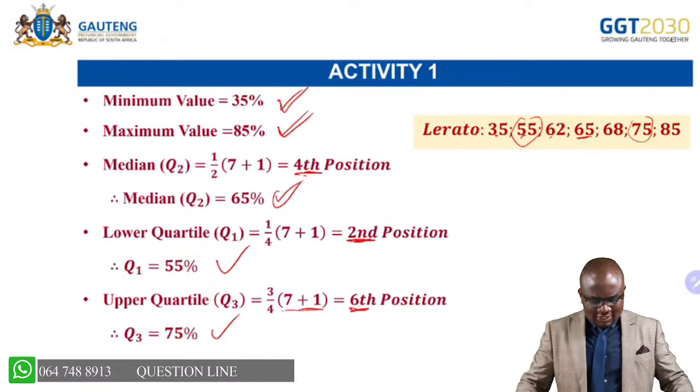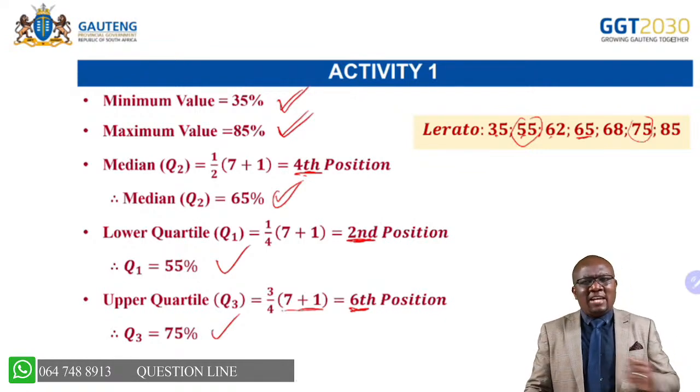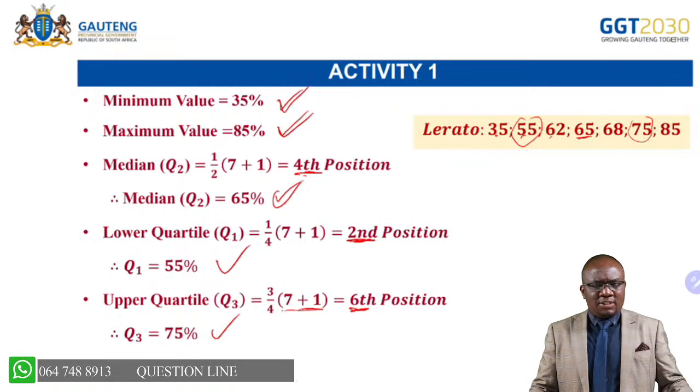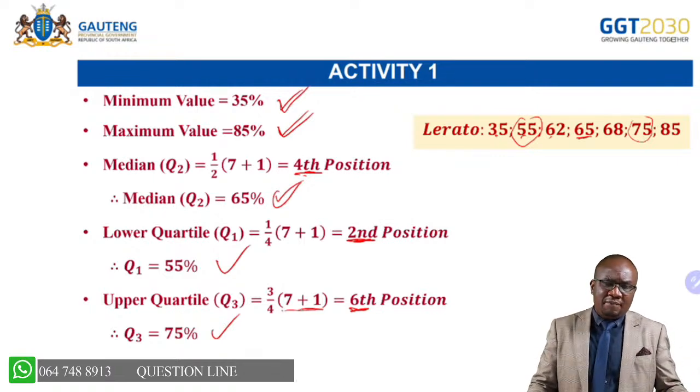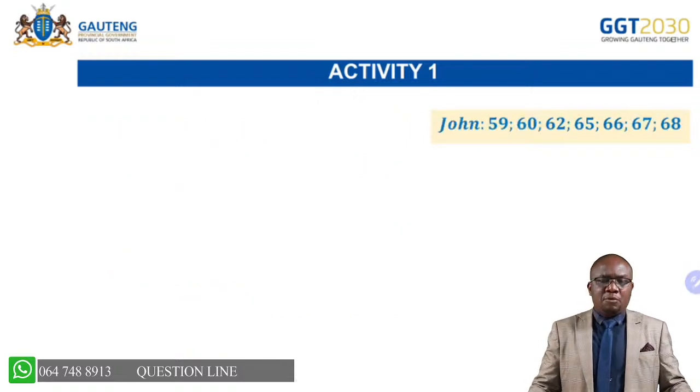Right, well done, great. I hope you managed to copy the answers there. Now, I want you to try on your own for John. Let's find our minimum value, maximum value, lower quartile, upper quartile, and the median. The median, we did it, remember? Okay, let's try those 5. I'm going to give you 2 minutes. Let's try.